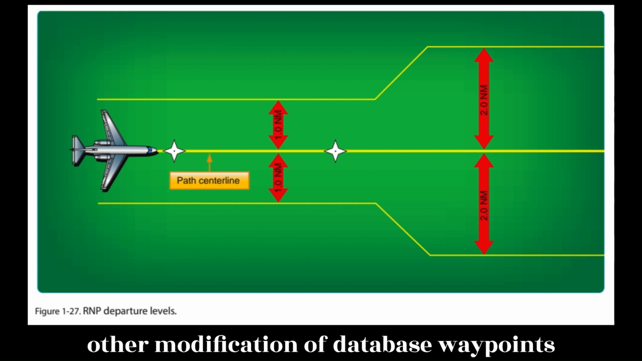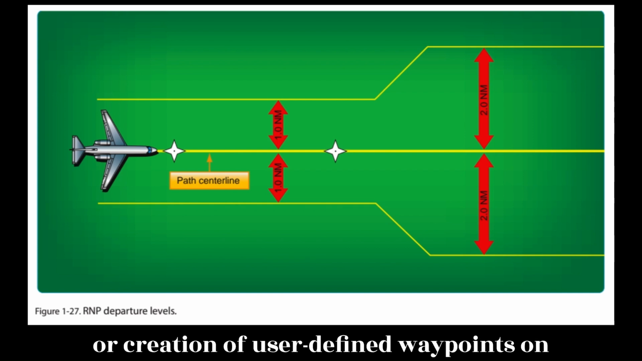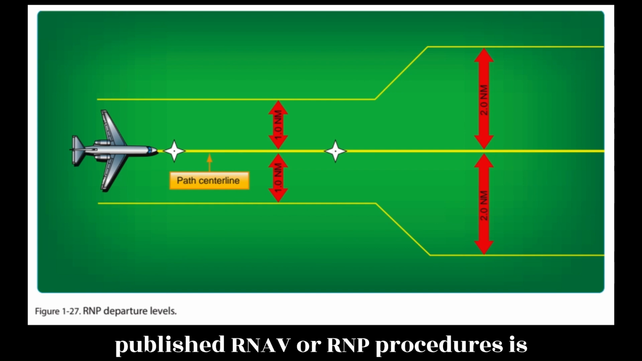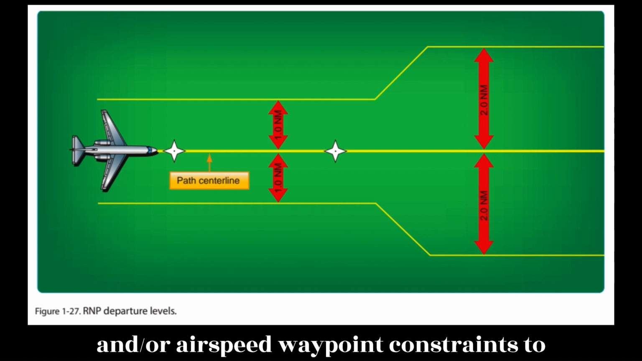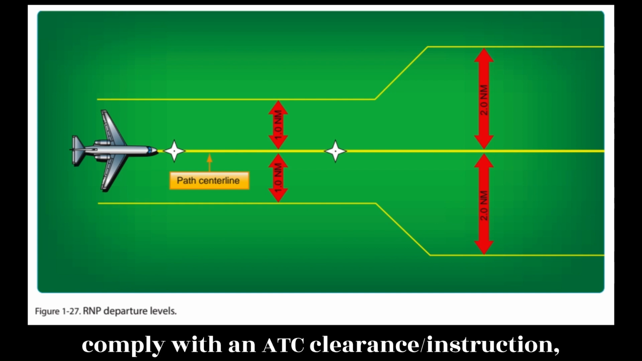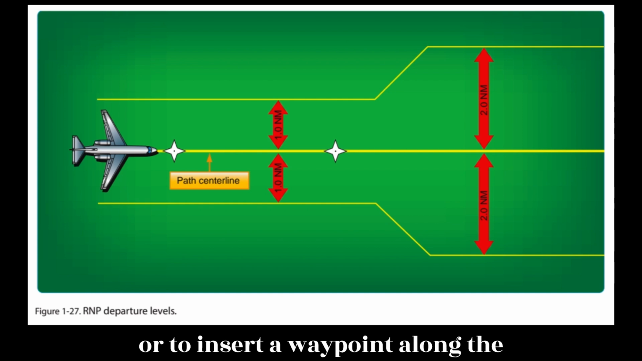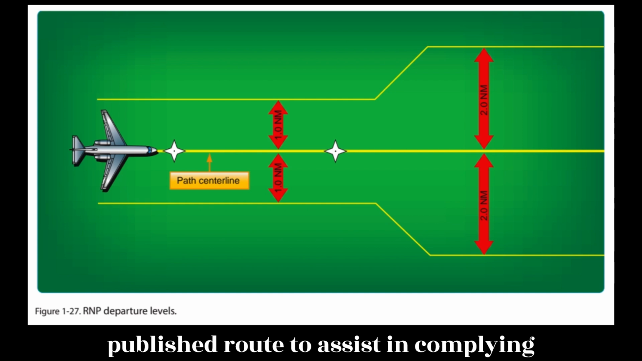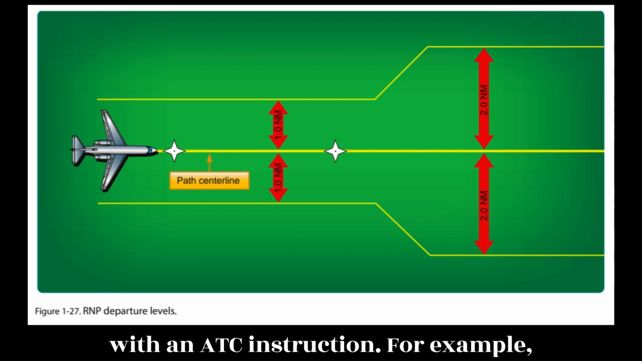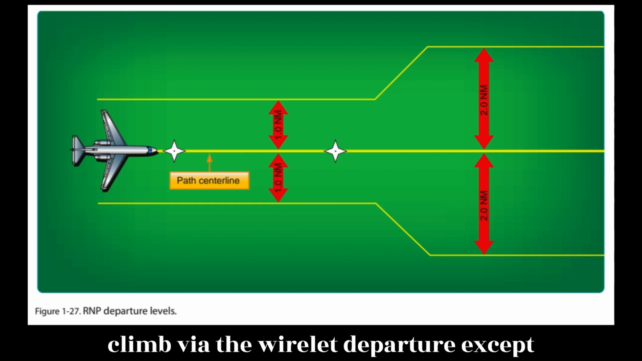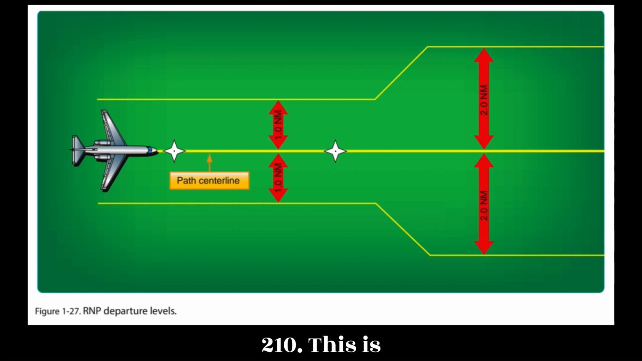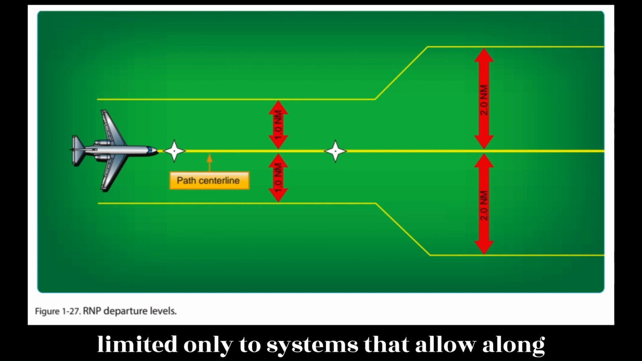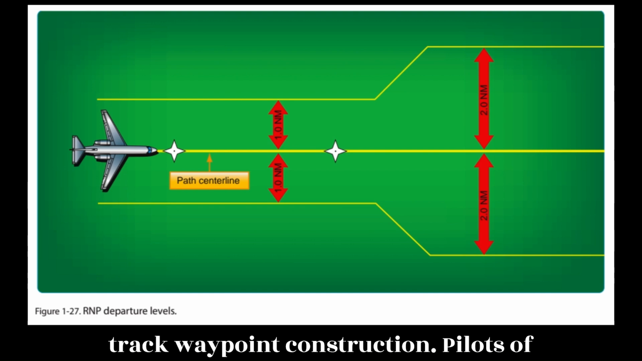No other modification of database waypoints or creation of user-defined waypoints on published RNAV or RNP procedures is permitted, except to change altitude and/or airspeed waypoint constraints to comply with an ATC clearance/instruction, or to insert a waypoint along the published route to assist in complying with an ATC instruction. For example, climb via the Wyelet departure except cross 30 north of Chuck at or above FL210. This is limited only to systems that allow along-track waypoint construction.